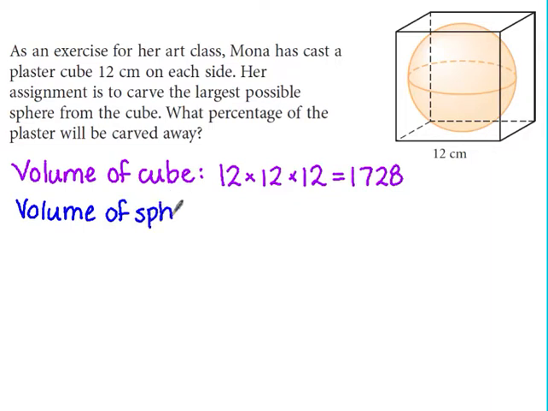Now I need to find the volume of the sphere. To find the volume of the sphere, I'm going to take 4/3 pi times radius cubed. In this case, the radius is actually 6. It's not 12.